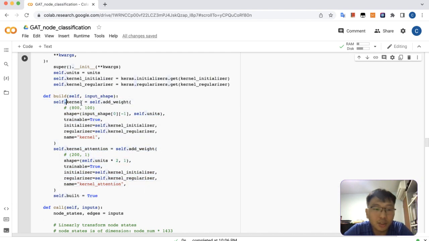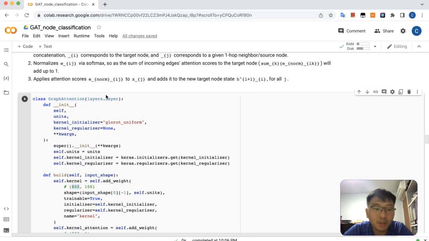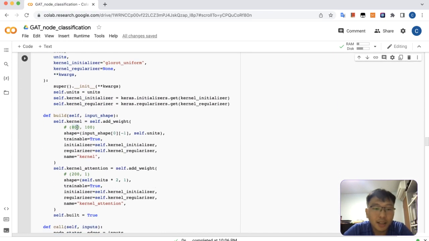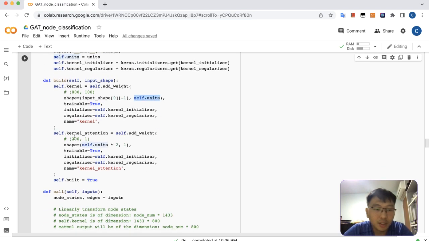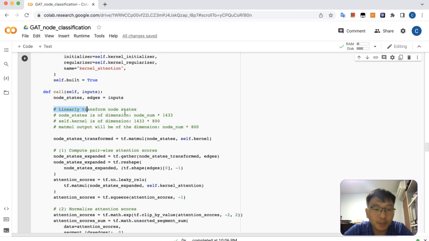Here, there's a kernel, which is given by 100 times, 100 is the number of hidden units in the hidden layer H. And over here, they use multi-headed attention. So there's 8 heads, so total 800. It goes over to the hidden units 100. This kernel attention is 200. So I'm just trying to figure out why this is like that. This part has been done just now.